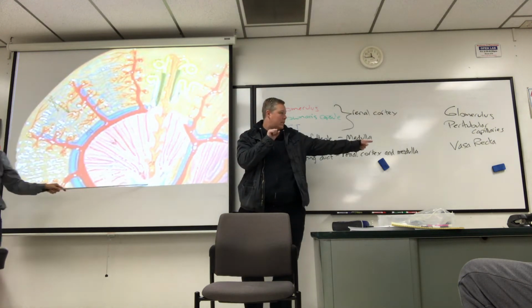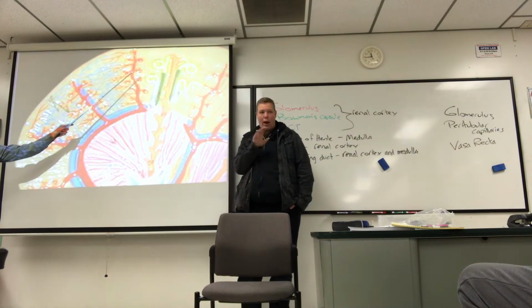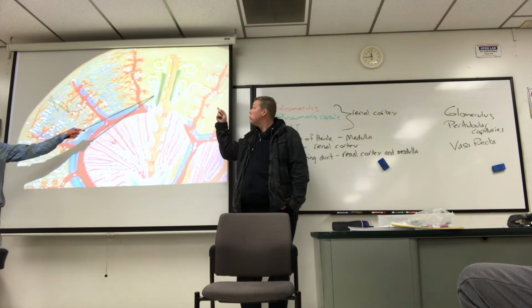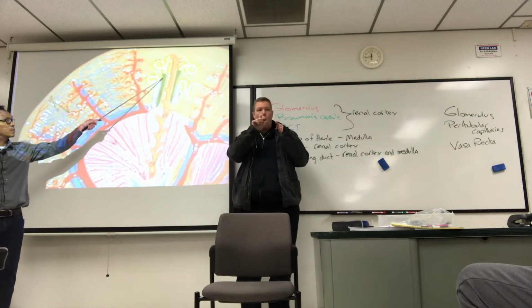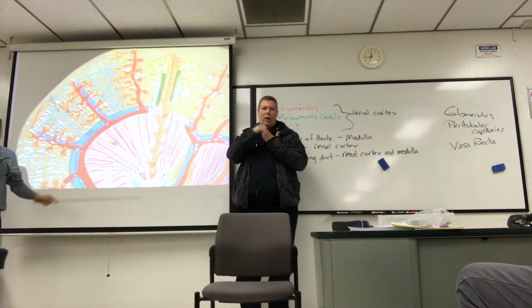You can even see the cup, the minor calyx. And you can even see the nephron parts right there. There's the proximal convoluted tubule. There's the loop of Henle, hairpin loop. This is the DCT right before the collecting duct, all the way down there.